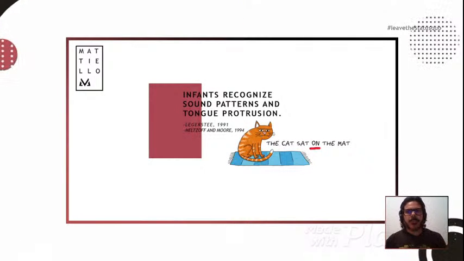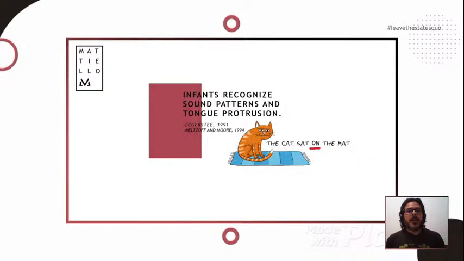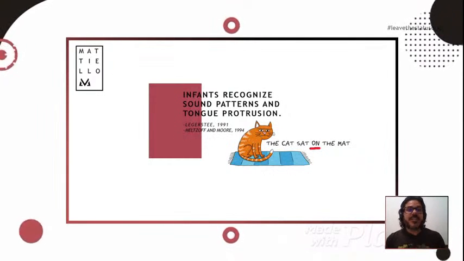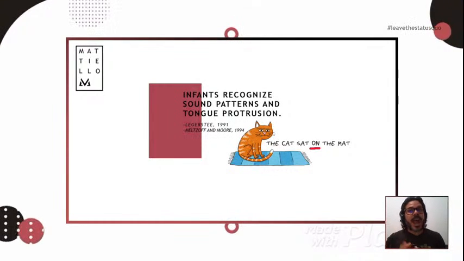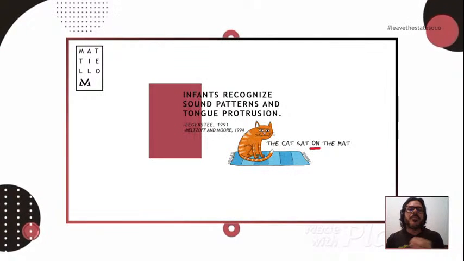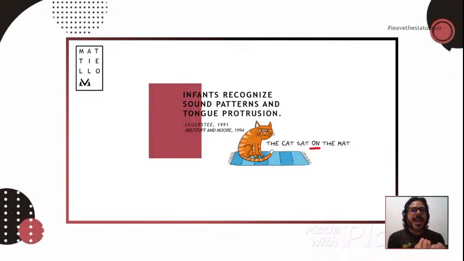What about the verb sat? You may ask me, like, Rudy, what about the verb sat? Yes, there's a big chance that afterwards, the kid is going to actually pay attention to the verb sat.